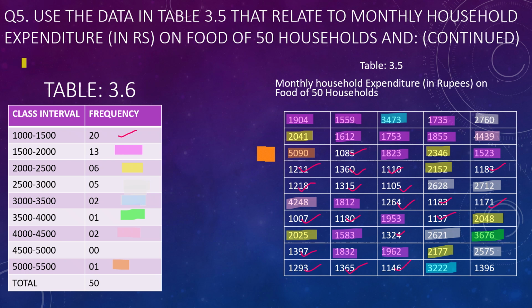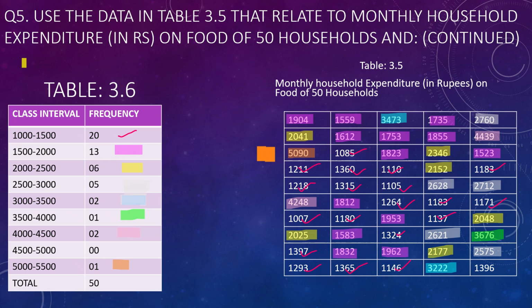Again, next one will be 1500 to 2000, then 2000 to 2500, 2500 to 3000, 3000 to 3500, 3500 to 4000, 4000 to 4500, 4500 to 5000, and the last one is 5000 to 5500, because here we find the highest value is 5090. So we calculate the frequency.